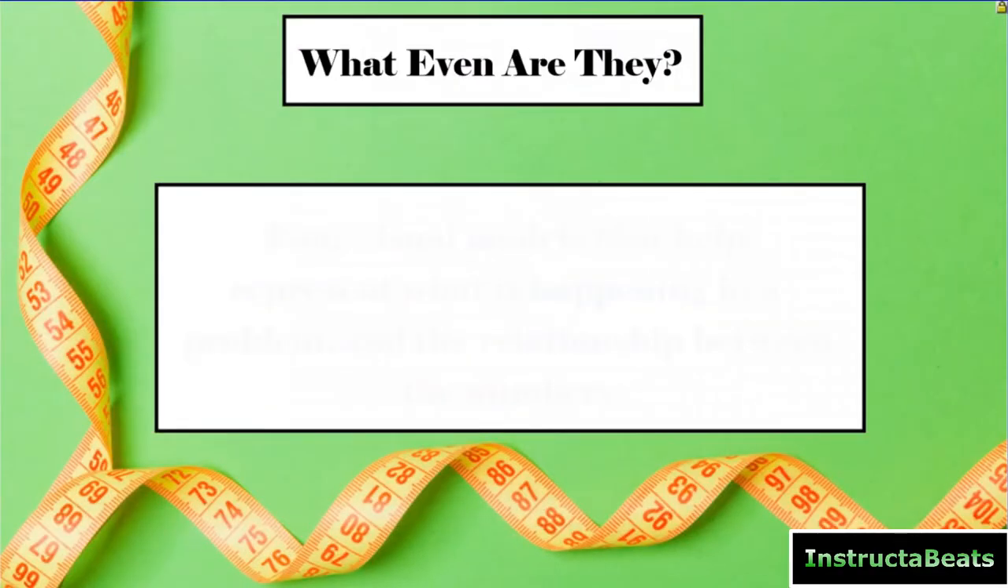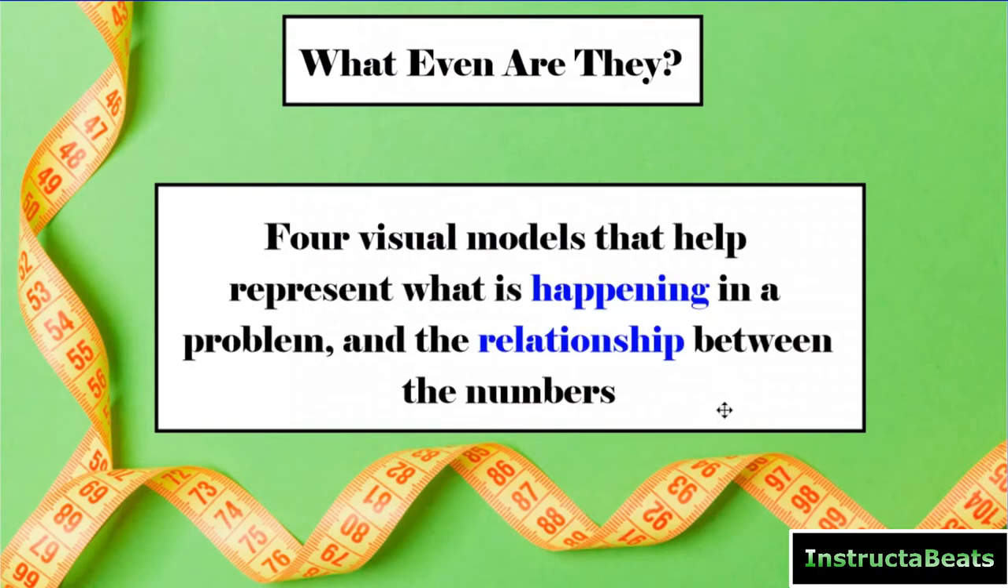So the first question is, what even are they, right? What are tape diagrams? Tape diagrams are visual models that help represent what is happening in the problem and the relationship between the numbers. So if you do our size check word problem strategy, this would be the D part of that, right? It would be developing a plan or drawing a picture. It's going to be a great way for someone solving a word problem to visualize what's happening, be able to draw it out. And we love them.